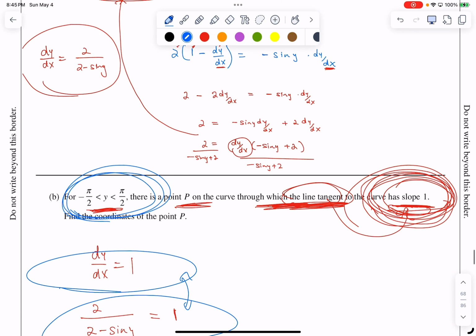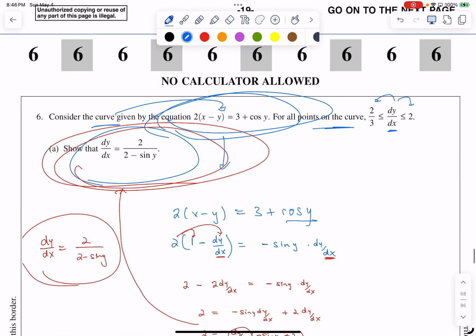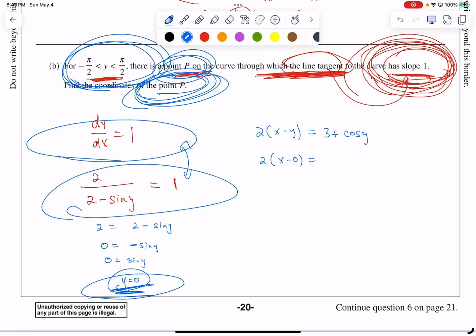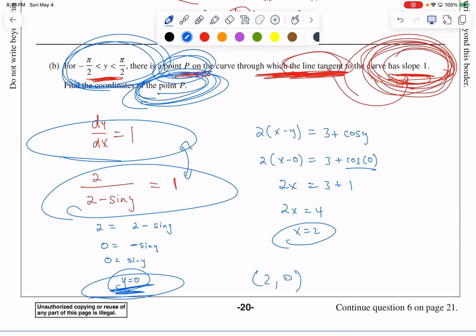Right there. So we can plug in, it's 2 times x minus y, I'm trying to go fast, is equal to, what is it? 3 plus cosine y. That's the original equation, because they want the point. It says, find a point, point P. We got the y value, so plug y equals 0 in. So we're going to have 2 times x minus 0 is equal to 3 plus cosine of 0. All right, we got 2x is equal to 3 plus, Blake, what's cosine of 0? 1. So we got 2x is equal to 4. What does x equal? So what's the point? There you go. That was 2 points.